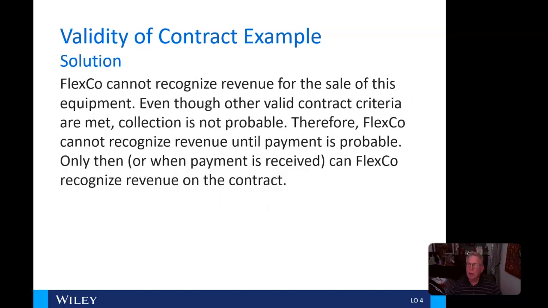And the answer is no. Flex Company cannot recognize revenue. Even though it's a valid contract, all the criteria have been met, collection is not probable. Therefore, Flex Company cannot recognize revenue until that payment is probable. Only then, or when the payment is received, can Flex Company recognize revenue on that contract.